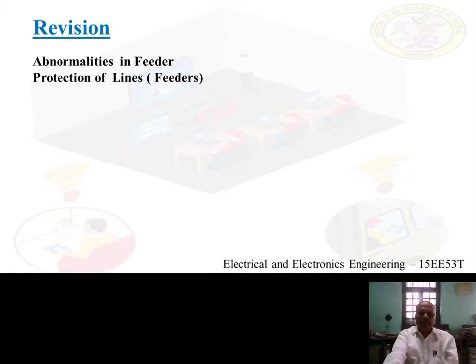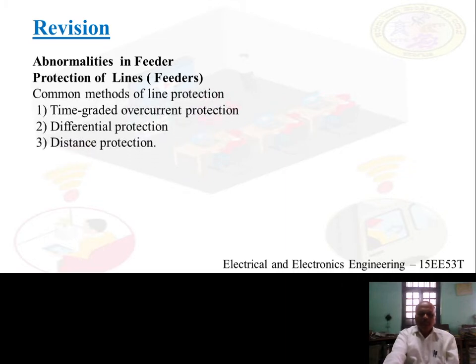Next, protection of lines. The faults occurring on the line are much more frequent due to exposure of the line to different atmospheric conditions. The ideal method for the protection of a line is the differential protection method. You have also studied the different methods of line protection.